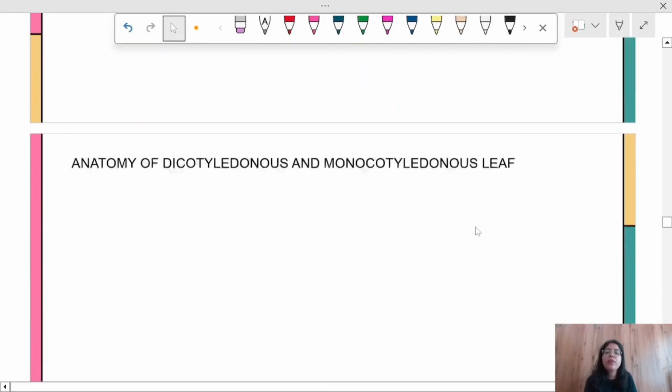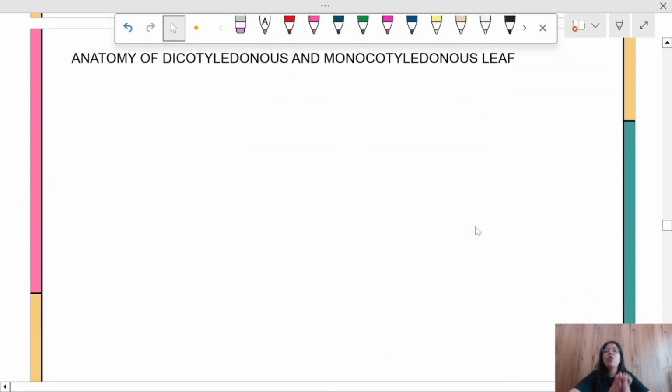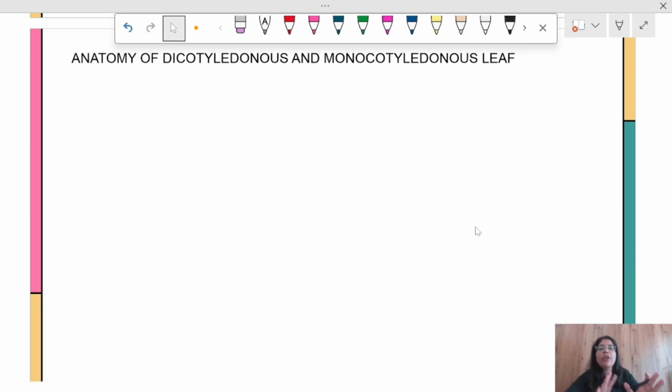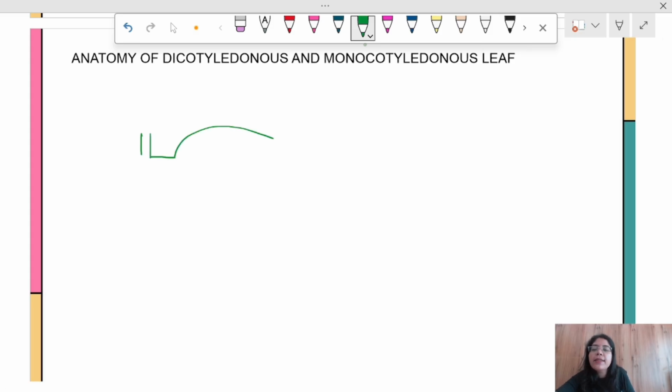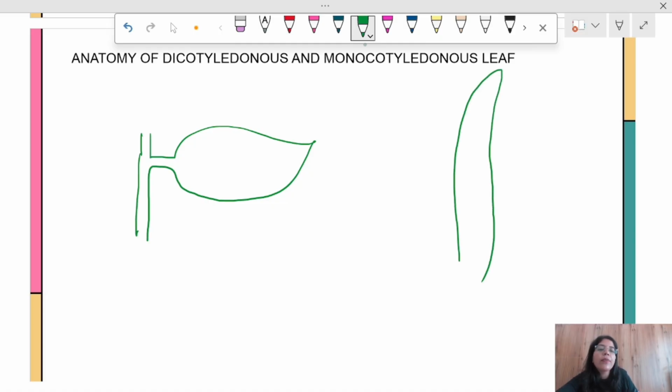Okay. Now anatomy of dicot and monocot leaf. Now see, if I talk about dicot and monocot leaf, just tell me, a dicot leaf always grows like this. Laterally it is fixed or arranged, right? But a monocot leaf grows like this, okay, straight, right? So when this happens, what will happen here? This side will receive more sunlight, but in monocot, what will happen? All the sides will receive equal amount of sunlight or not?